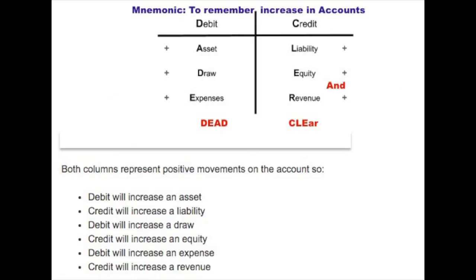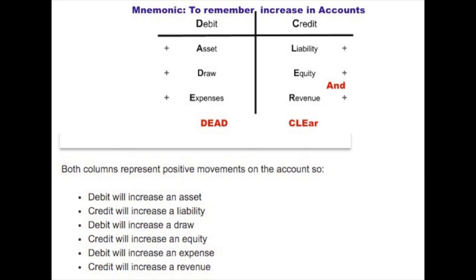Here is another tool to remember on which side each account will increase. As we know, the left side of the T is debit and the right side of the T is credit, and some accounts increase on the debit side and some accounts increase with the credit entry. So this picture shows you the accounts that increase on the debit side and those that increase on the credit side. If you look on the debit side, you will see the accounts as expenses, assets, and draw. So they all have debit entries. They increase with the debit entry. And the mnemonic is DEAD.